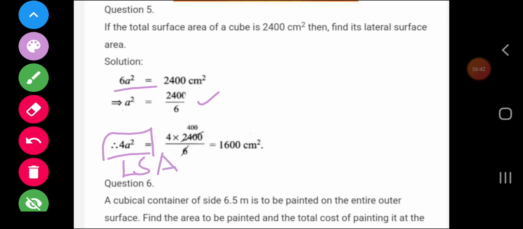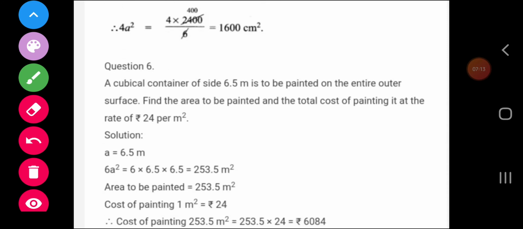So 6 into a square is 2400. We can divide by 6 to get a square. So 2400 divided by 6. Now 4 into a square is 4 into 2400 divided by 6. Now we have to divide this. 1 6 are 6, 4 6 are 24. So 2 zeros we have. So 400 it will be. Now 4 into 400, the answer is 1600 centimeter square. This is the value of LSA, that is lateral surface area.